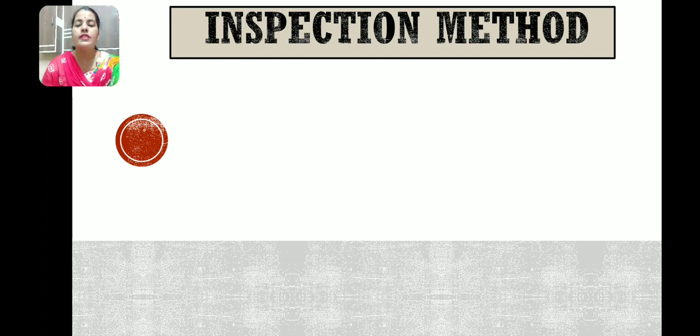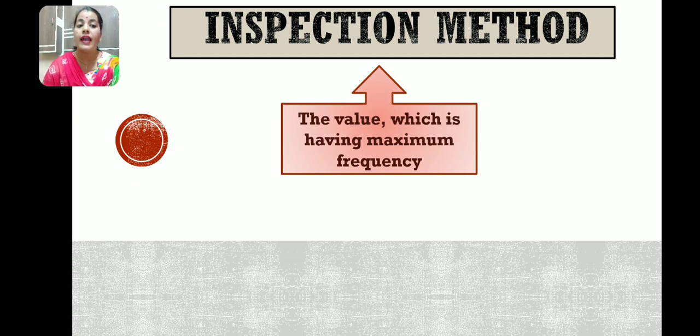How? Because you have one step only here, and that is: the value which has the maximum frequency will be the mode. Suppose the maximum frequency is 10 or 12 or any number, then in front of that, whatever x is written, that is our mode here. Further, we will discuss the inspection method with a question.